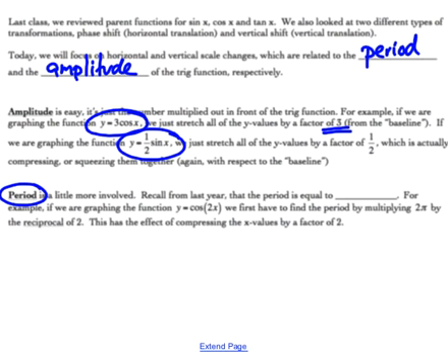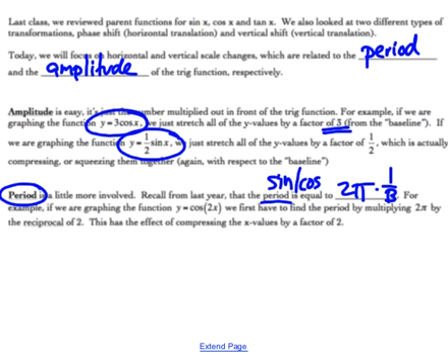So let's start by just thinking about sines and cosines. Those are the easier ones. So recall from last year that the period of a function, particularly for sines and cosines, is equal to 2 pi times the reciprocal of b.